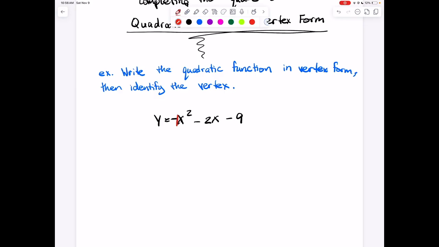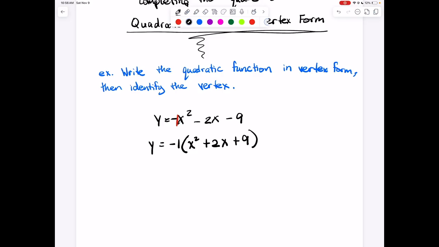So we're going to factor out that negative 1, and so we get y equals negative 1. And now we're dividing everything by negative 1. So that's negative x squared becomes positive x squared. And that negative 2x becomes positive 2x because we divided by negative 1. And this becomes positive 9, or plus 9.